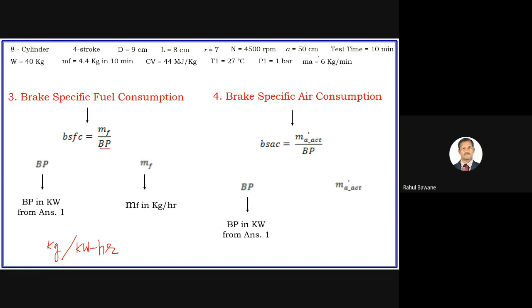Air consumption is given as 6 kg per minute. But as per the requirement of the unit of brake specific air consumption, we have to convert into mass of air consumed in kg per hour. Put the value here, so our final answer will be in kg per kilowatt hour. As I said, if your first answer, brake power, is wrong, then all answers will be wrong and your whole value of the question answer is 0.